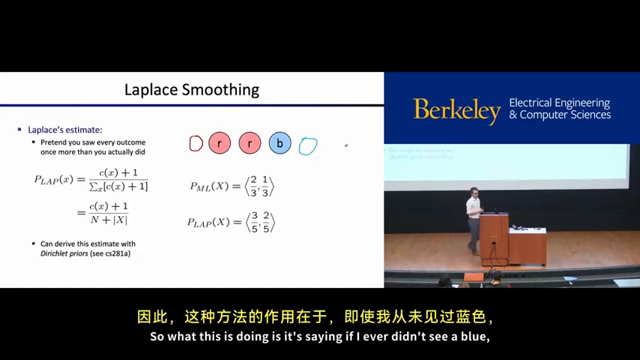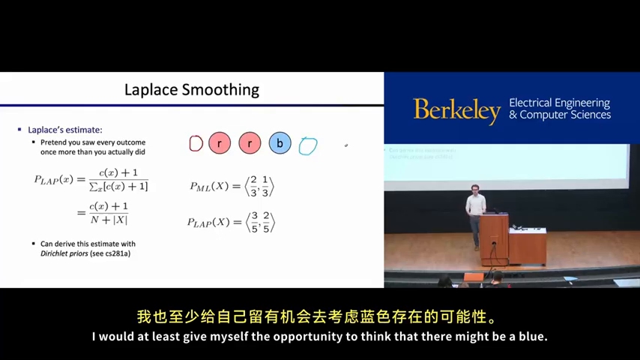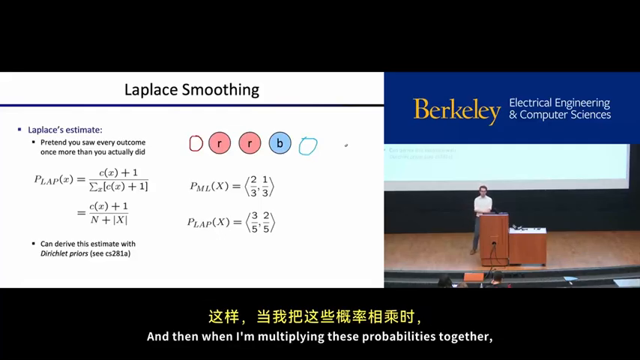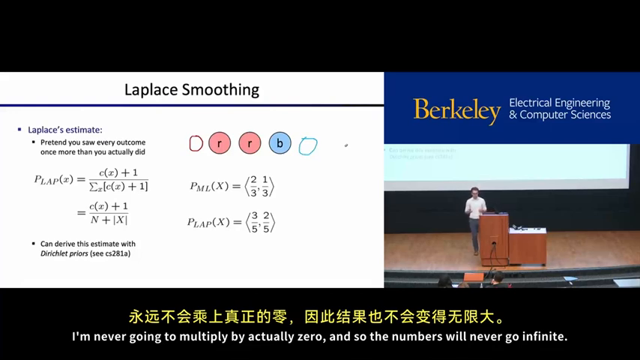So what this is doing is saying, if I ever didn't see a blue, I would at least give myself the opportunity to think that there might be a blue. And then when I'm multiplying these probabilities together, I'm never going to multiply by actually 0, and so the numbers will never go infinite.